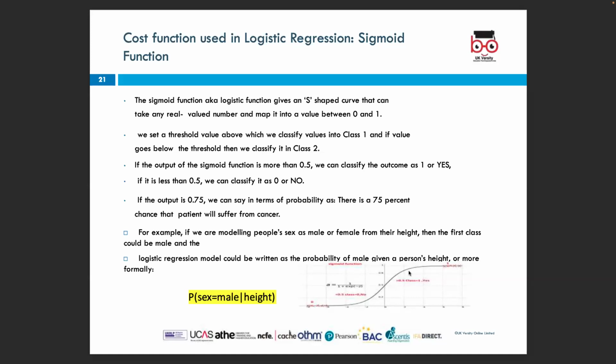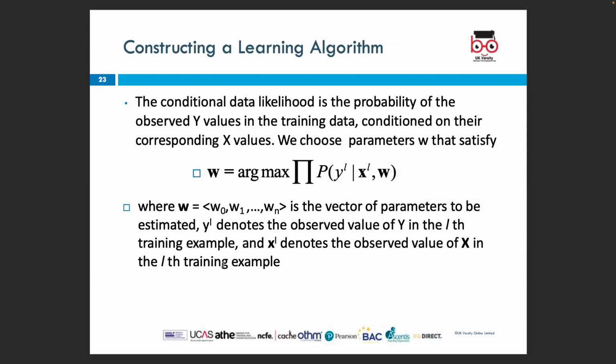If the output of the sigmoid function is more than 0.5, we can classify the outcome as 1 or yes. If it is less than 0.5, we can classify it as 0 or no. If the output is 0.75, we can say in terms of probability that there's a 75% chance that the patient will suffer from cancer.